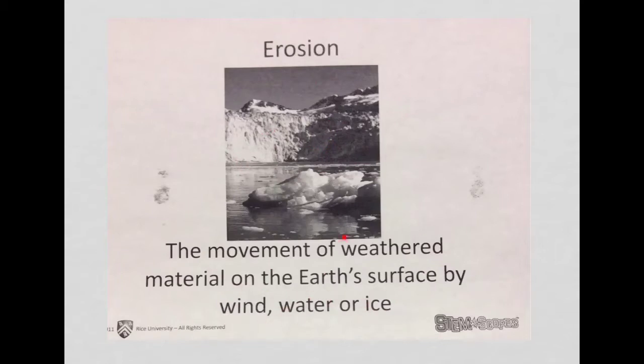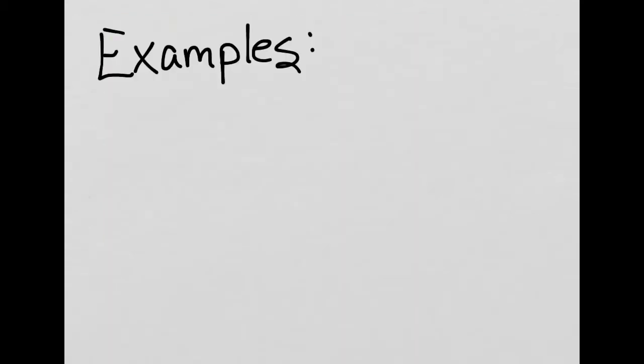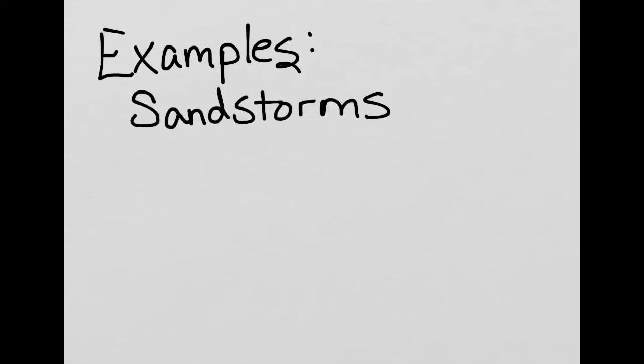Okay? We're going to review weathering and weathered materials here in a minute. But we're going to look at some examples of erosion. A few examples of erosion we talked about before were things like sandstorms. And remember, all that blowing sand is the movement of those weathered, broken down rock particles, and carrying it away.